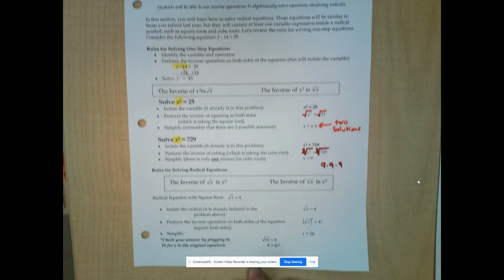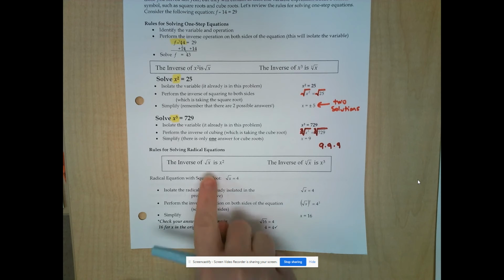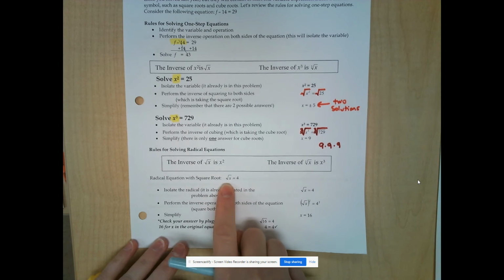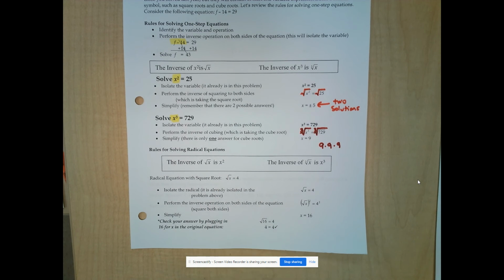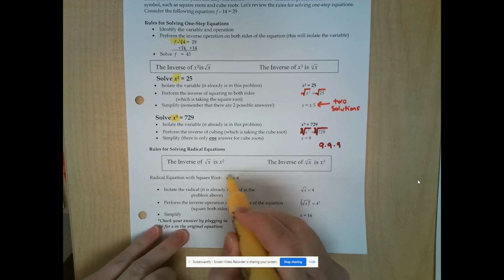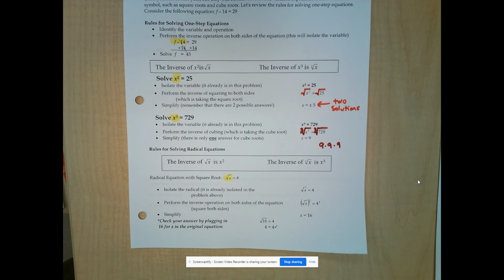Rules for solving radical equations. The inverse of the square root of x is x squared. So when you look at this problem and you see that the problem has the square root symbol in it, you're going to need to use squaring on both sides as the inverse.